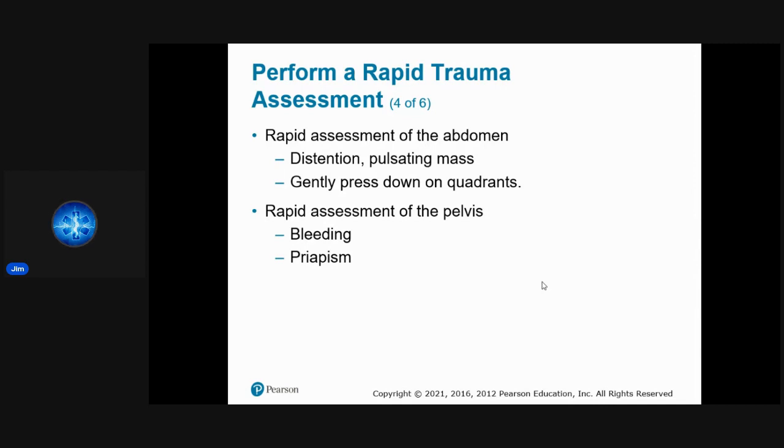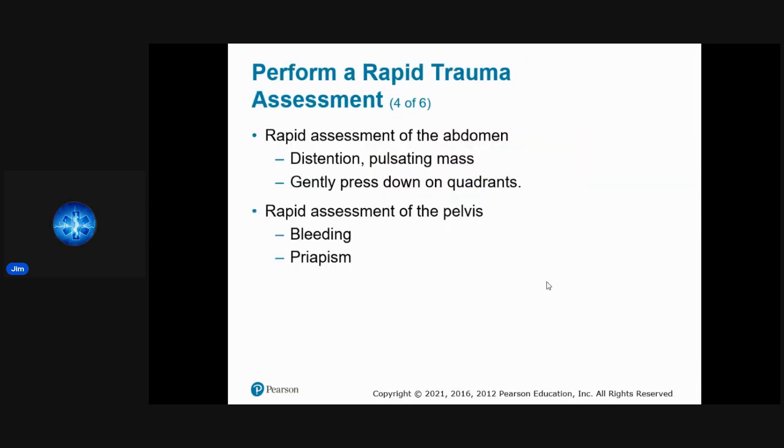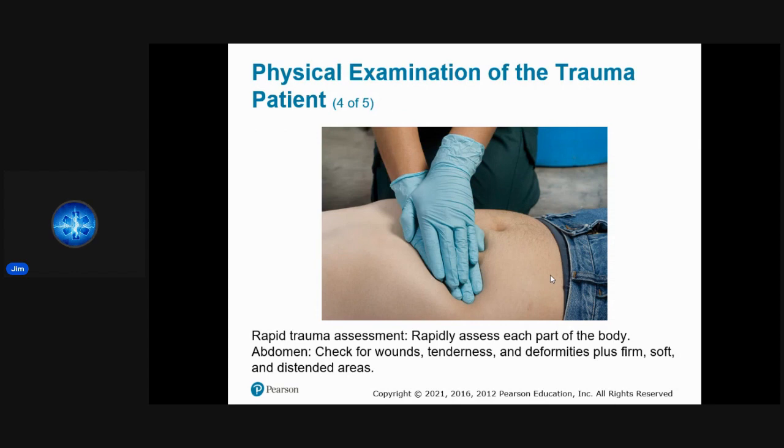We're going to rapidly assess the pelvis. We're feeling for bleeding and priapism. Priapism is an uncontrollable erection of the penis, usually due to nerve damage, nerve damage in the spinal column. Here's a good example of palpating the quadrants of the abdomen.